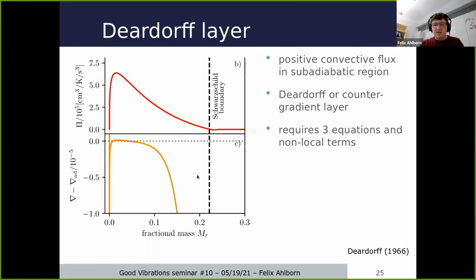Such a layer is, however, not expected in simpler convection models, like mixing length theory or the one equation model. The temperature gradient and the convective flux are tightly related, and so any layer in which the convective flux has a different sign than the superadiabatic gradient is simply strictly inhibited. To obtain this, one actually needs the three equations and non-local terms.